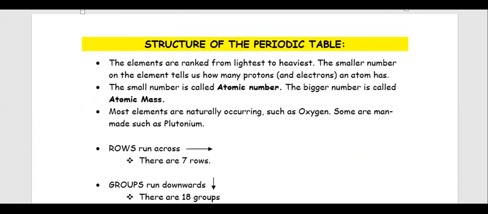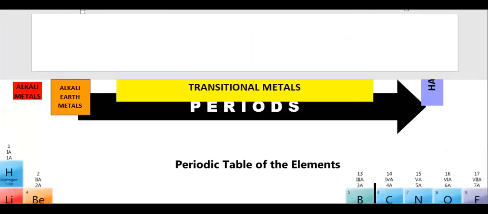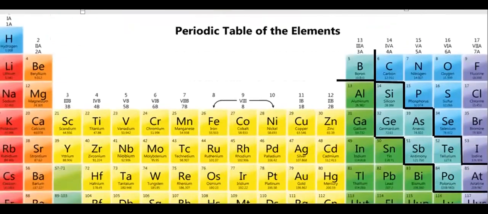All right, we're going to go into the structure of the periodic table. We know that the elements are ranked from lightest to heaviest. The smaller number on the element tells us how many protons and electrons the atom has. The small number is called the atomic number, and the bigger number is called the atomic mass. So let's see how that looks on our periodic table.